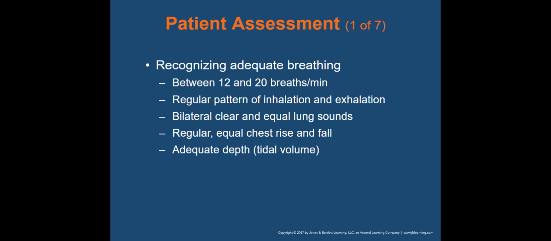Is it that they're breathing too fast? Is it that the pattern is inadequate? Maybe an excessive inhalation and a decreased exhalation? Are their lung sounds affected? What about the chest rise and fall? Is it equal? And if it isn't, which side rises farther than the other? Which side does not appear to rise? And also, does it look like they're actually bringing in enough air? Is their tidal volume acceptable?